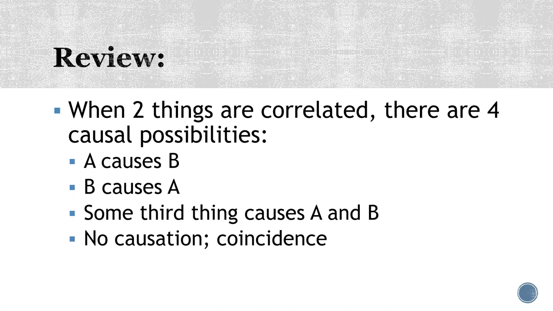Recall from the last time that whenever two things are correlated with each other, that is, when they're associated in the sense that when one of them increases, so does the other, or when one of them increases, the other decreases in something of a related way, there are four causal possibilities. The first is that A causes B, that is, the first thing causes the second. Alternately, the second thing could cause the first. There could be some third thing that causes A and B, that's called underlying causation, or there might be no causation at all, that is, the correlation might simply be a coincidence.